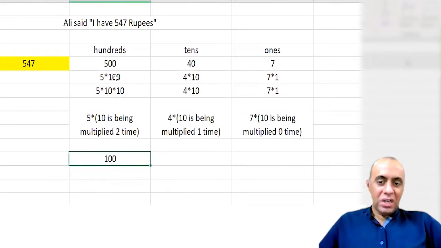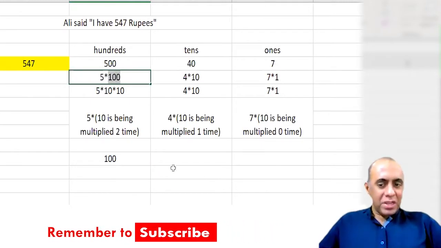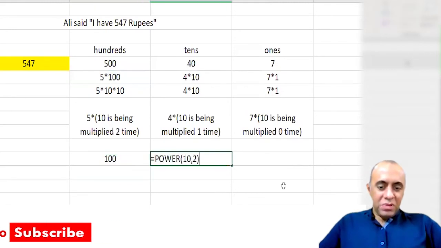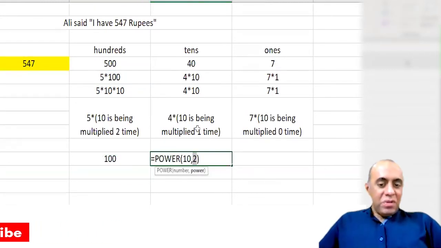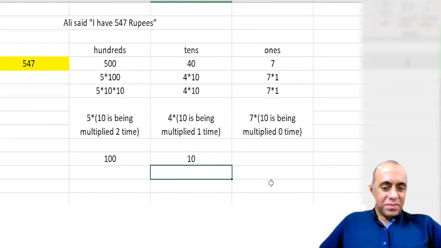The answer is what? 100, which we started with, right? So we are happy. This is something we expected, right? So let me copy this formula. Let me write it over here. Here we made a statement that if we are looking at only 10, it means that 10 is being multiplied 1 time. So I write 10 comma 1. Let's see what the result is. The answer is 10. We are happy. We started with a 10 and we are getting a 10.